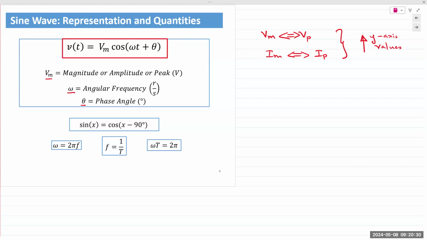The individual units for all three are separate, but the overarching unit for this function would simply be what that quantity is. So if it's V of t, then it would be volts. If it's I of t, it would be amps. It doesn't matter that there are three independent quantities in there. The equation is describing a specific quantity, so the units for that equation would be the quantity that it is describing.